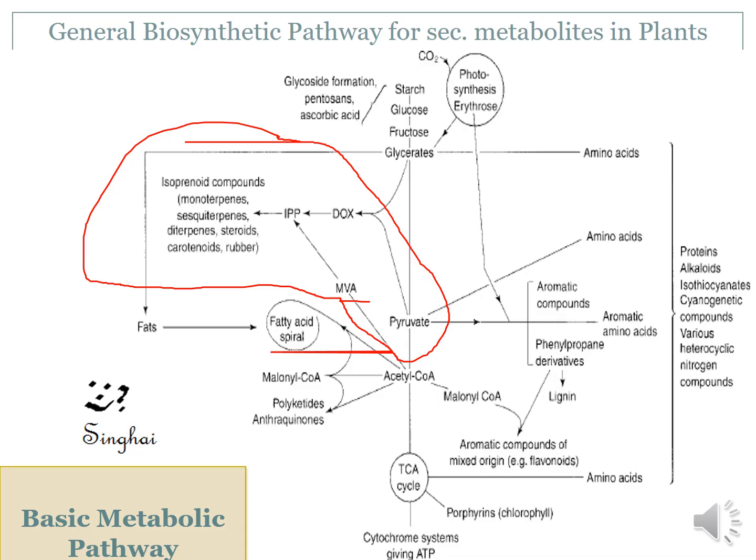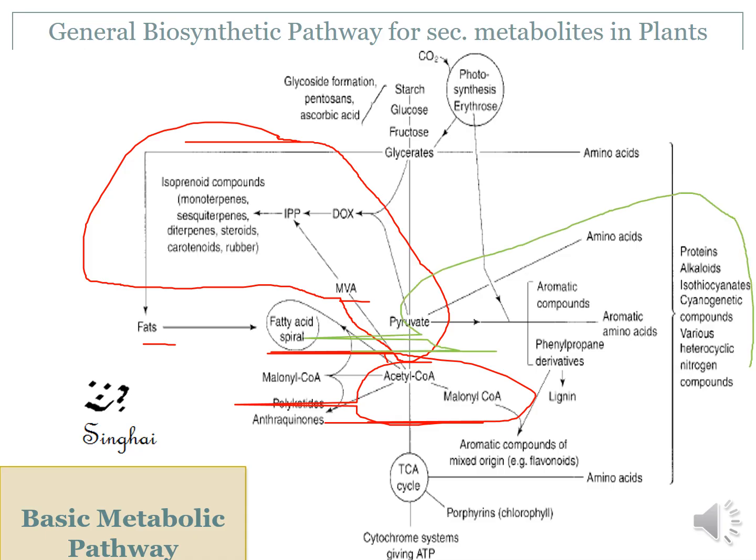The other pathway here is the acetate malonate pathway, by which the formation of fatty acids occurs. The other pathway, which is used for the incorporation of the nitrogen atom, is the shikimic acid pathway. From this, the nitrogen containing compounds are formed.